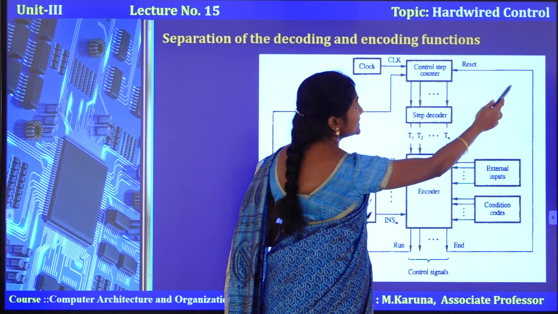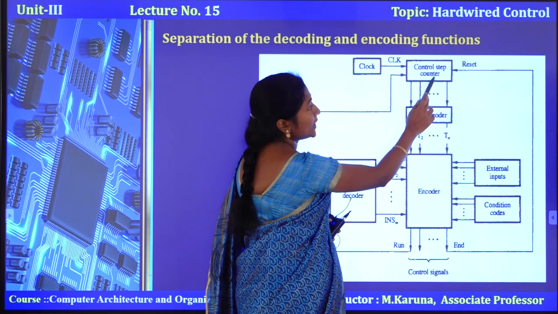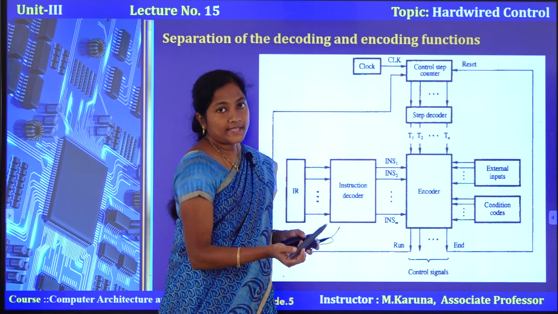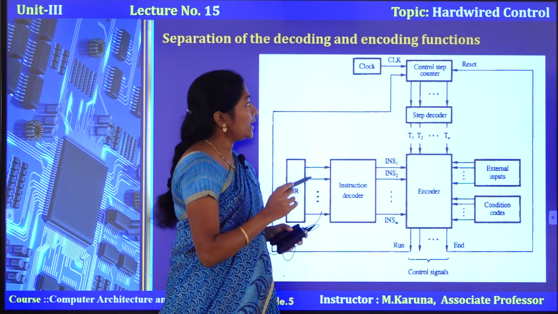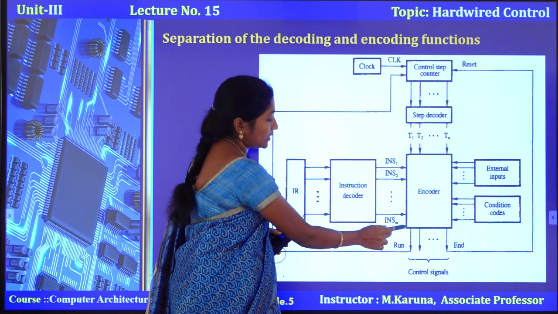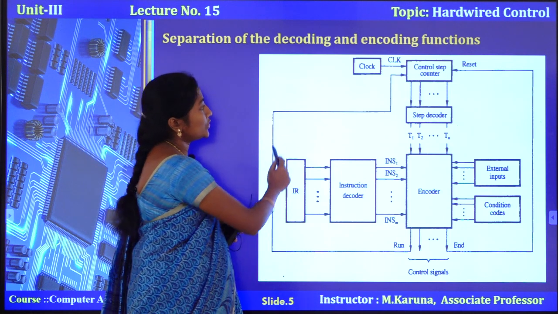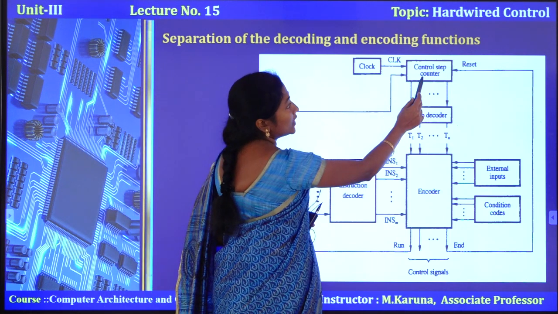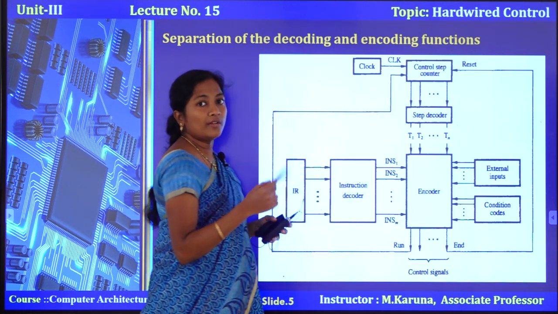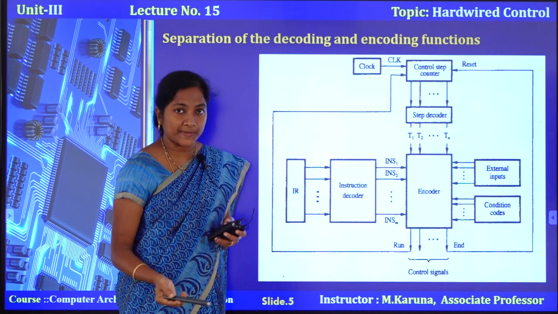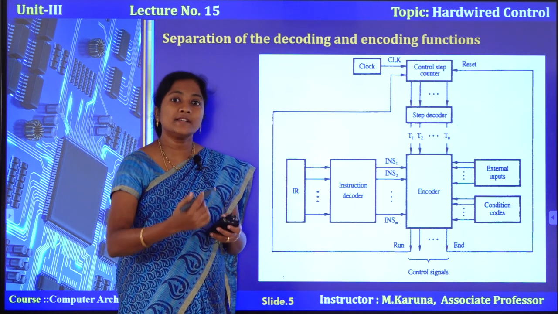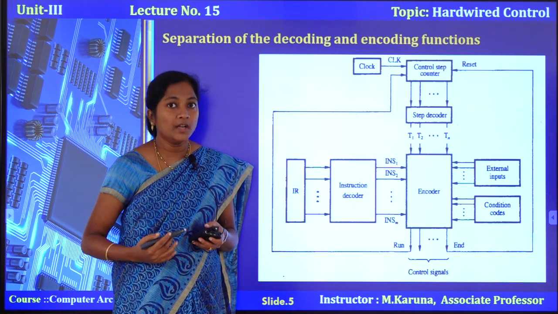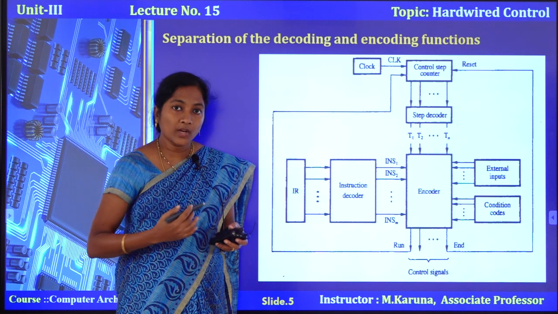After generating this end signal, the control step counter will be reset with the help of the reset signal. Now the run signal is used to start the control step counter for another sequence of steps. Last class we have seen that to perform an instruction, we have seen 7 sequence of steps, so that requires 7 clock cycles.